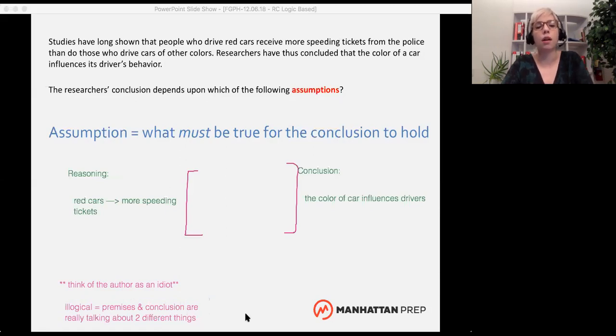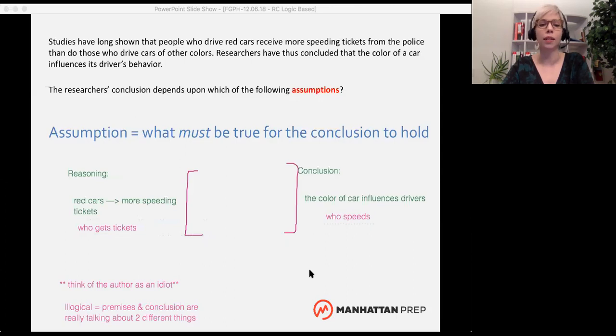So our reasoning, our premise was talking about getting speeding tickets from the police, right? But then the conclusion is about people's behavior. I think implied people's behavior about speeding. Are those really the same thing? This one's really about who gets tickets. This one's really about who speeds. Are those really the same thing?